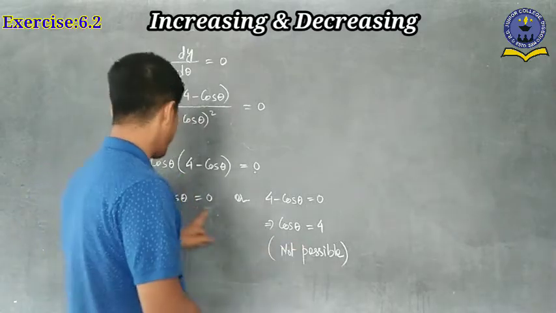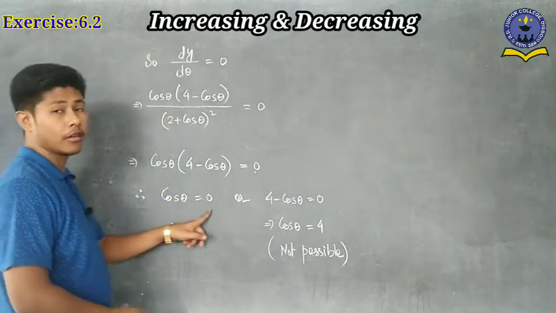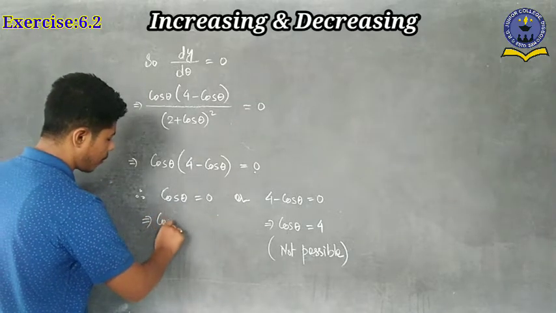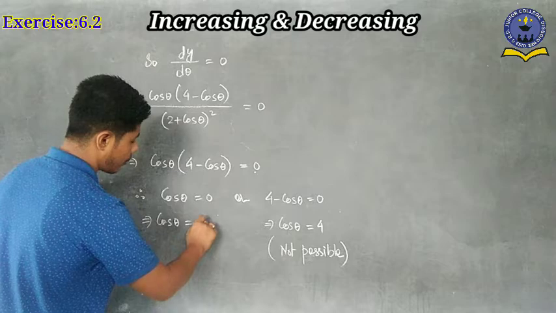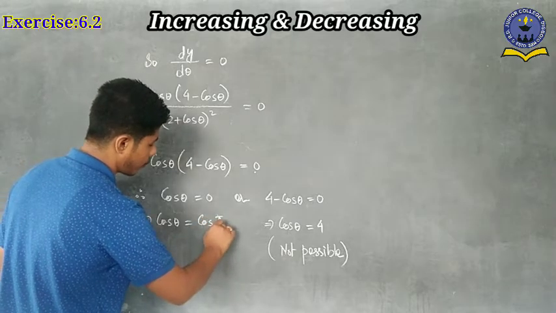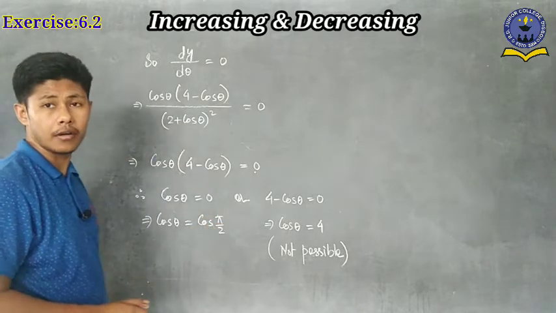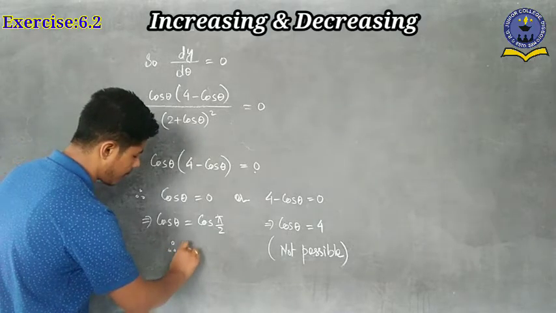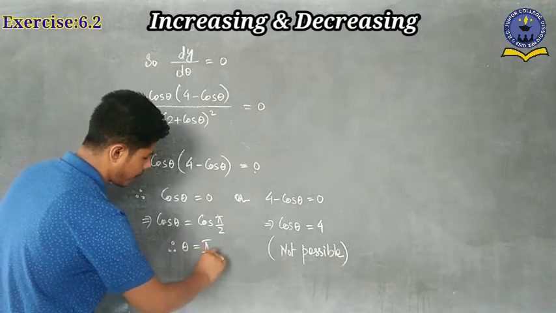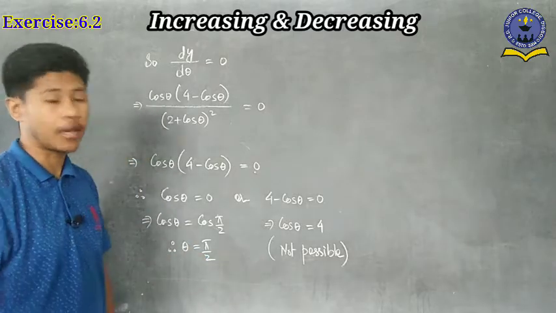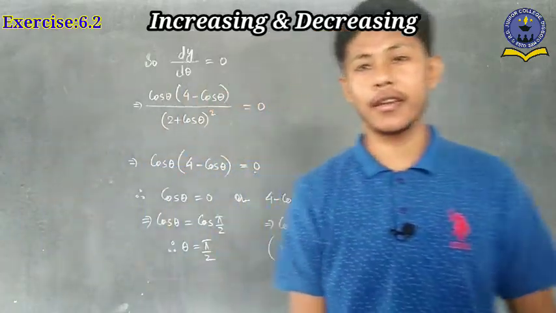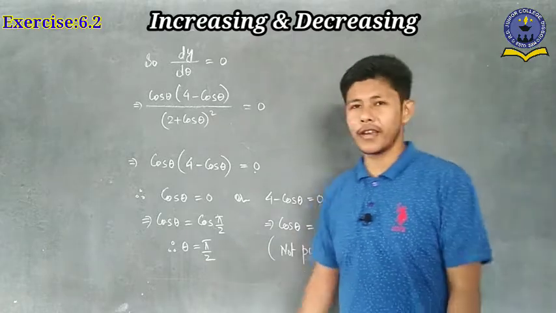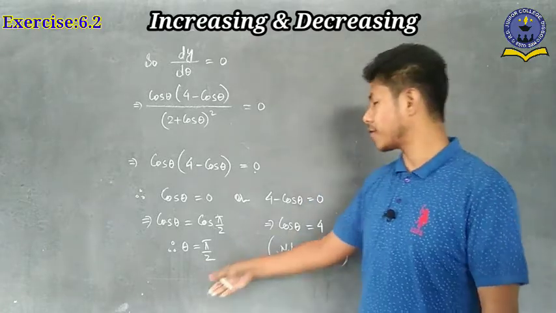After that, we have cos theta equals 0. That means we can write cos theta equals cos pi by 2, since cos 90 is 0. So from here theta equals pi by 2. So the value of theta we get is pi by 2. Is it clear?